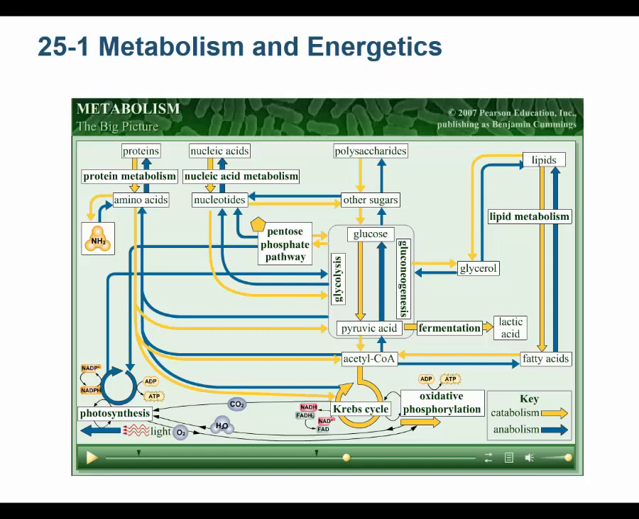So I want you to think that these anabolic pathways like gluconeogenesis and protein synthesis and lipid synthesis, etc., are dehydration synthesis reactions, many of them. Not all of them, by the way. And they're kind of the reverse of the hydrolytic reactions of catabolism. But they're not exact reversals. They certainly are not exact reversals. Okay, so that's 25.1, and that's actually the easy part of this chapter. 25.2 gets more difficult.